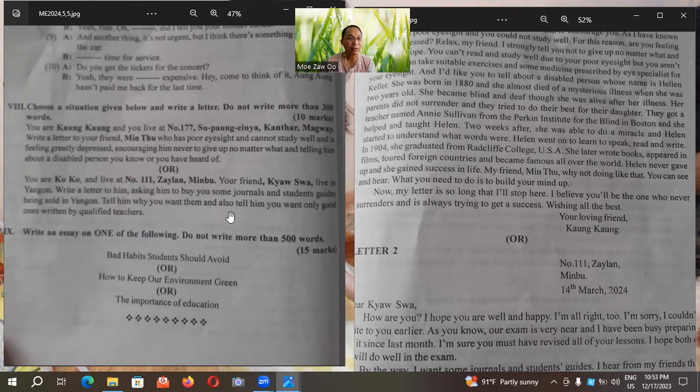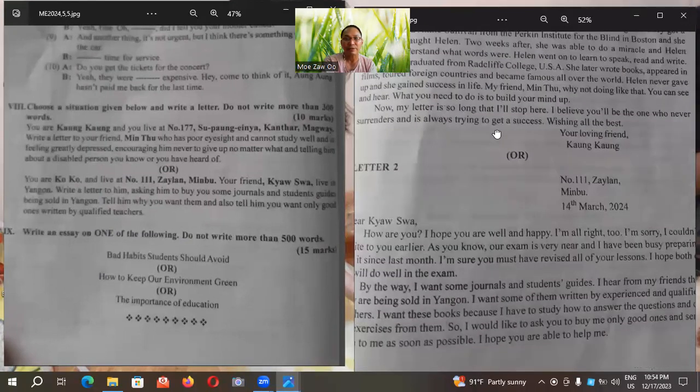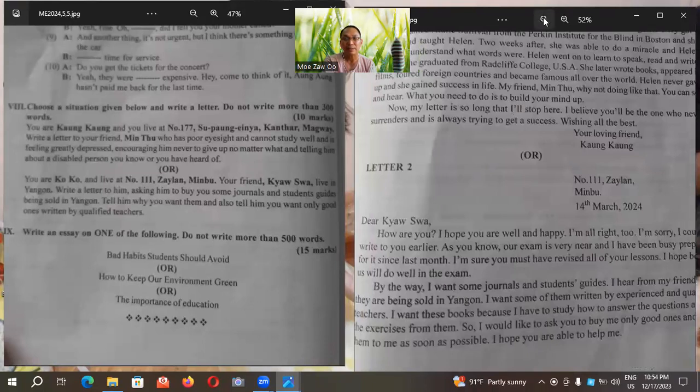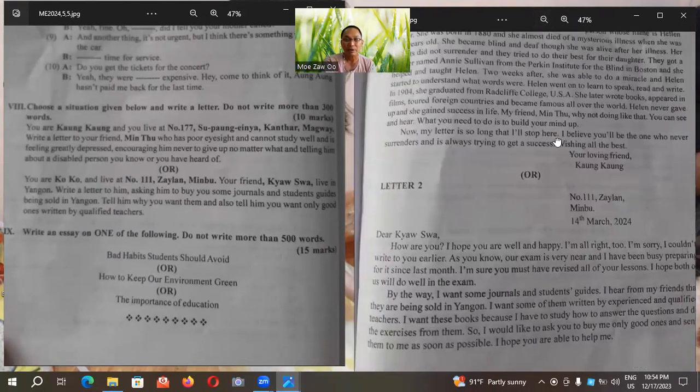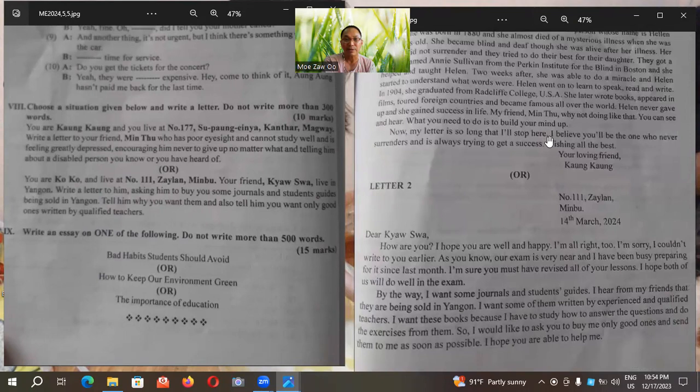Next letter, let's see. You are Coco and live at number 1, Zealand. Your friend Joshua lives in Yangon. Write a letter to him asking him to buy you some journals and students' guides being sold in Yangon. Tell him why you want them and also tell him you want only good ones written by qualified teachers.